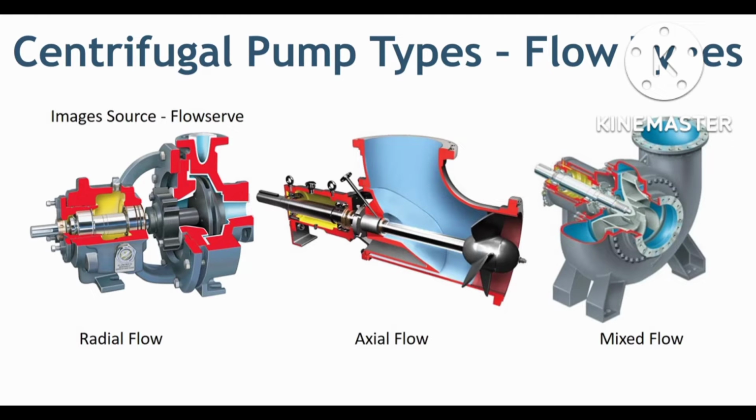Depending on the flow type, a pump can be radial, axial or mixed flow type. In the image here, you can see the radial, axial and mixed flow type designs. In radial flow, fluid takes a 90-degree turn from the suction. You can see that fluid enters at the impeller eye and exits radially from the impeller. Most centrifugal pumps come under this category. Fluid enters through the horizontal suction flange and leaves through the vertical discharge flange. That means the discharge is perpendicular to the pump shaft.